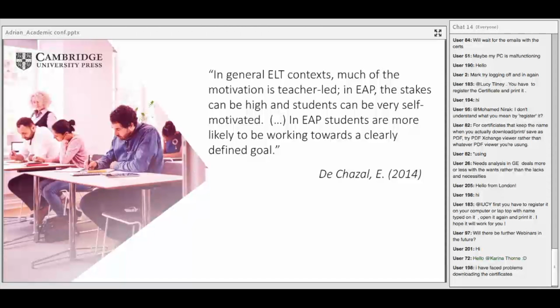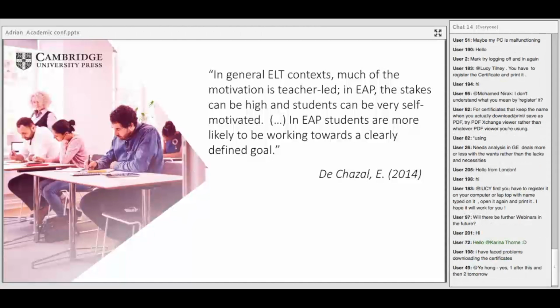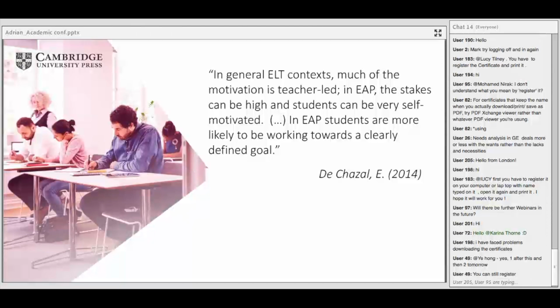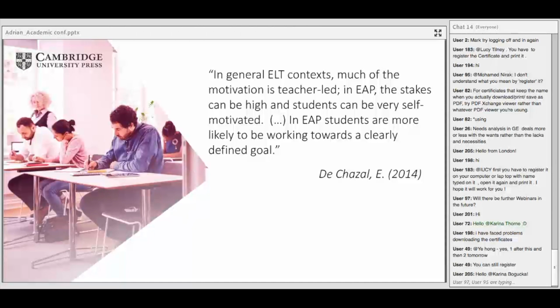In EAP, students are more likely to be working towards a clearly defined goal. In other words, whereas in EAP contexts, a strong intrinsic motivation can be assumed on the part of the students, in general English, this motivation often needs to be provided by the teacher, by the choice of activity, by the choice of tasks, by using engaging texts, and so on. Not that in general English classes, of course, students aren't generally motivated in English, but they don't necessarily see particular tasks or topics as relevant in terms of what they need to do themselves.